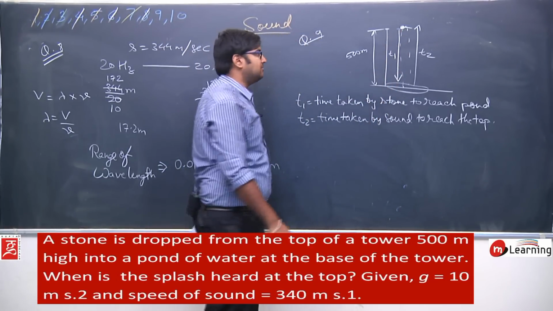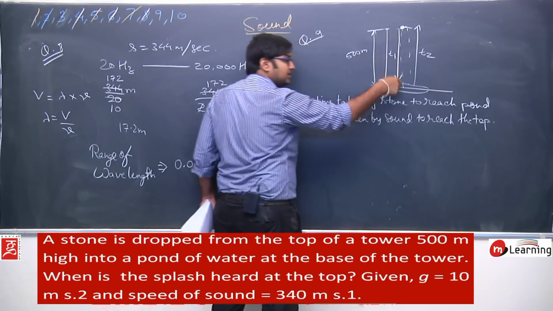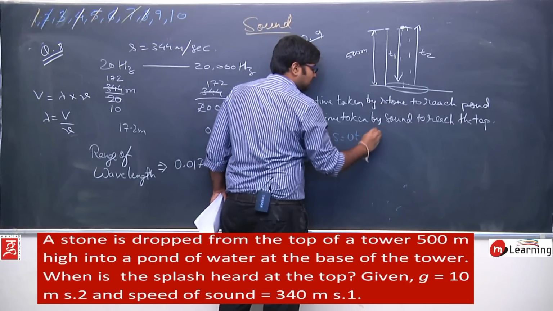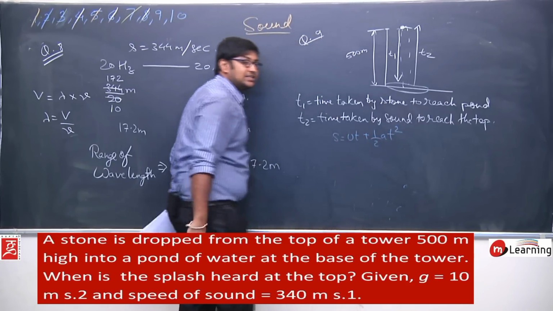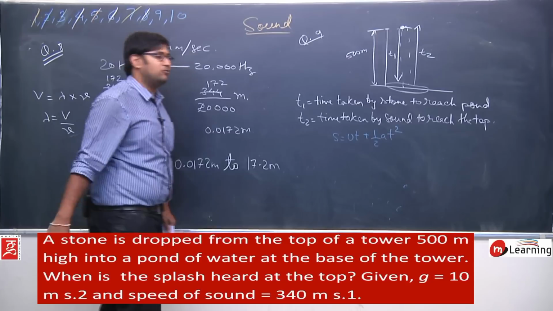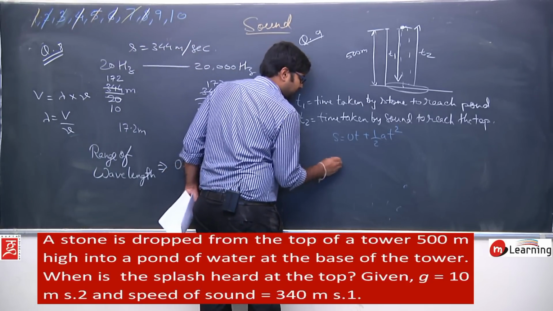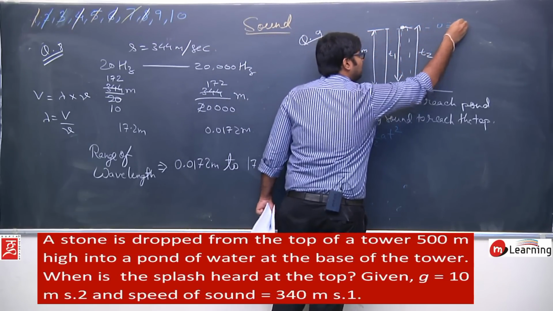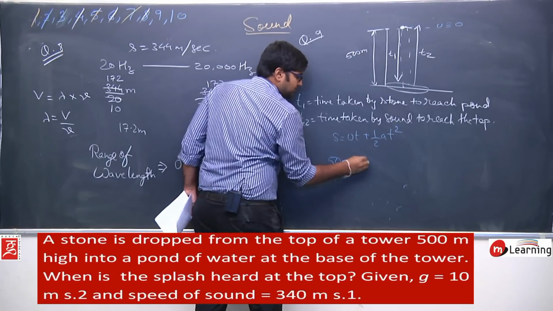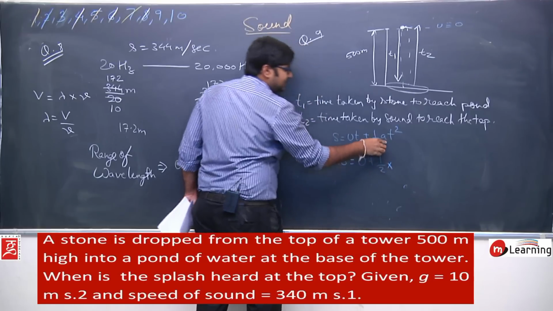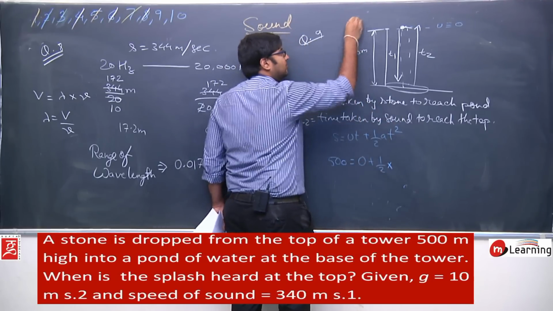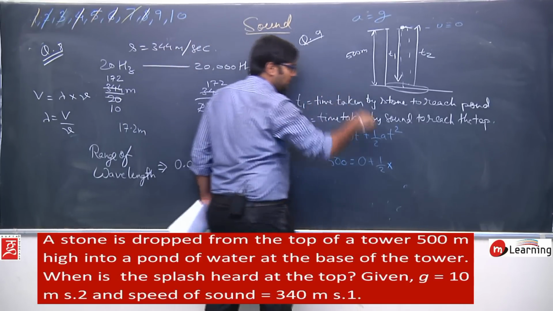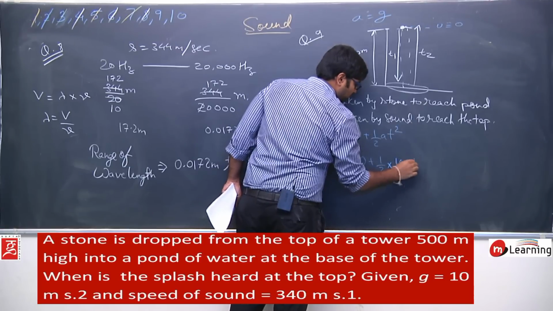Okay, after how much time the stone will reach this ground, reach this pond. To calculate that I have to apply s = ut + half at square. The equations of motion, remember, we have to apply here. Distance will be 500. Now what is the initial velocity? At the point when I am dropping the stone, its initial velocity is 0. So ut will become 0 plus half into g, the acceleration will be equal to acceleration due to gravity, because it is a free fall. Okay, the stone is freely falling, so it is 10 into t square.